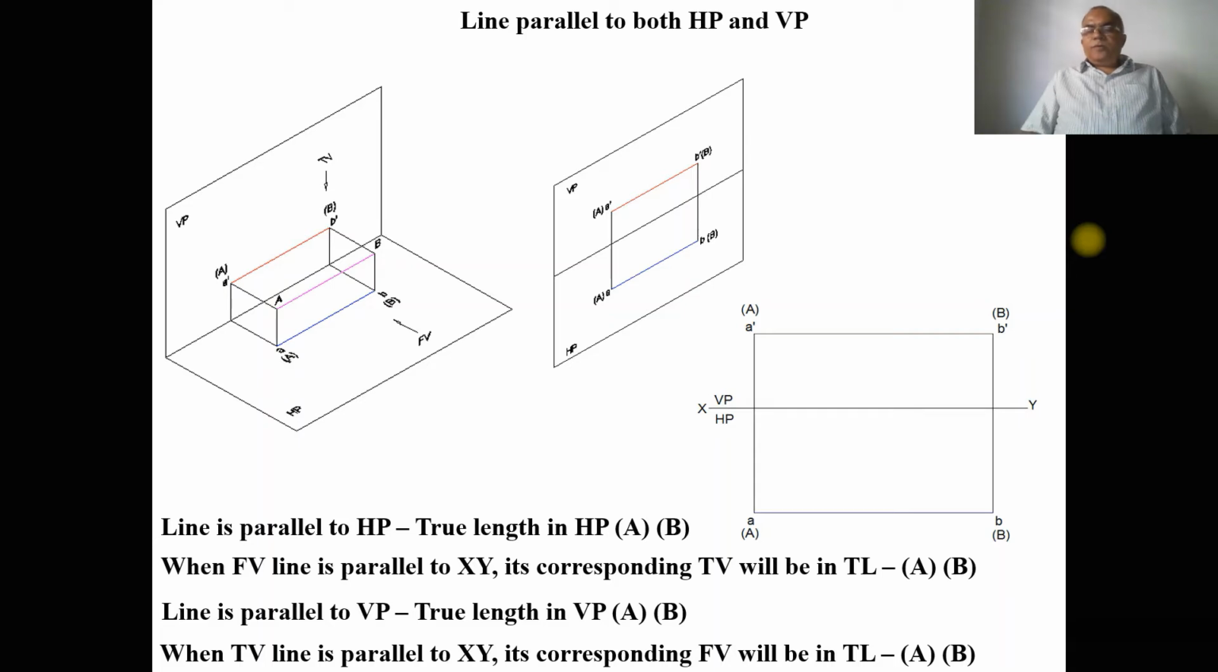Now, we are going to take up the introduction to the projections of straight lines. A line, what are all the possibilities in which we can place the line? Here we are going by the first quadrant. Why are we going by the first quadrant?